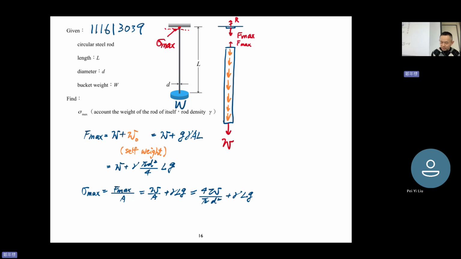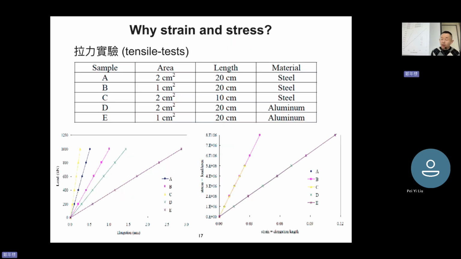Right, next, this part and the later part is actually something you already know. So I will just give you some emphasis to strengthen your background knowledge for this. So maybe you should ask why we use stress and strain.